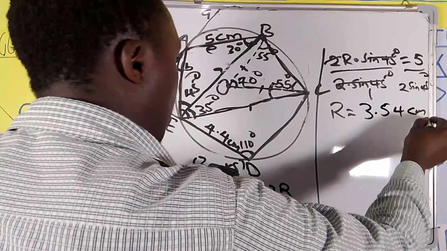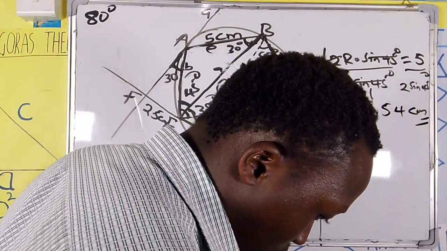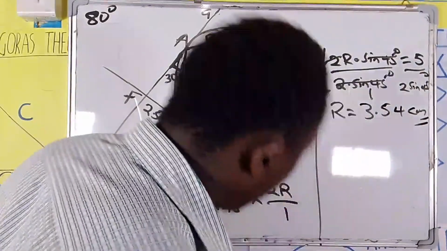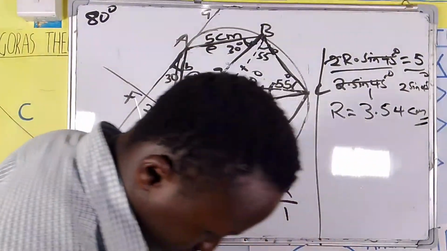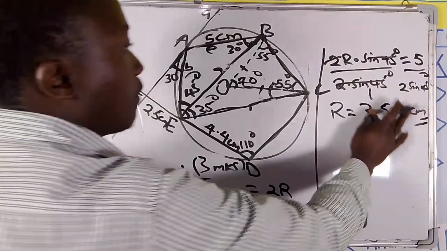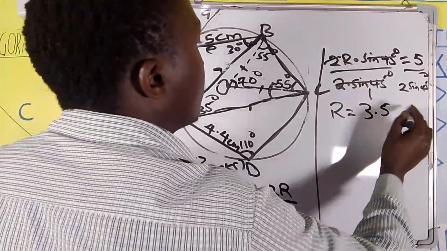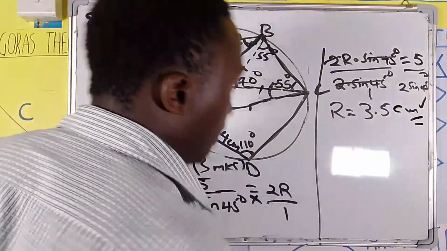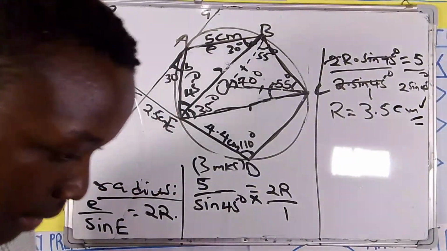3.54 centimeters. Remember we were told correct to 1 decimal place, itakuwa 3.5. The radius will be 3.5 centimeters.